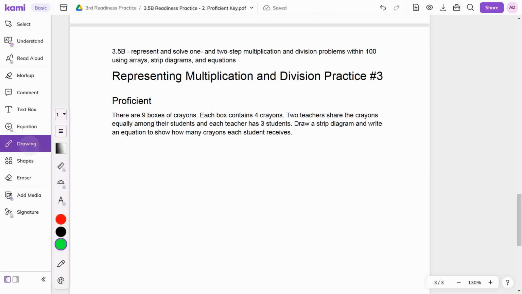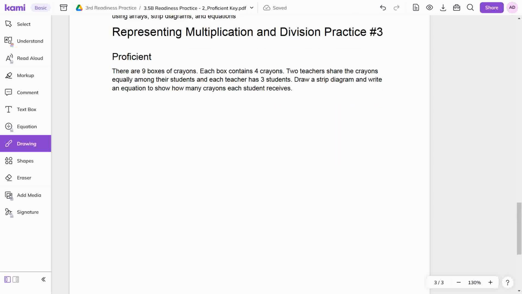So our last problem is talking about some crayons here. We've got 9 boxes of crayons. Each box contains 4 crayons, and then 2 teachers share the crayons equally among the students, and each teacher has 3 students. So we need to draw a strip diagram and write an equation. Let's start with that strip diagram.